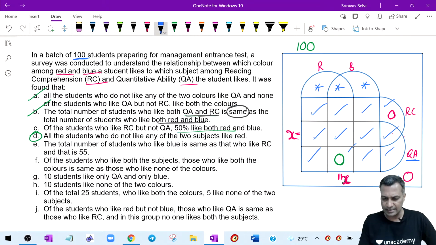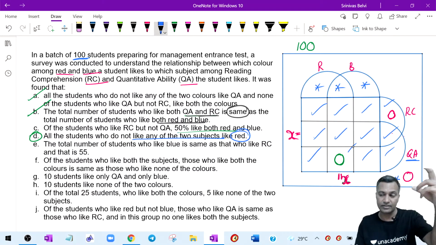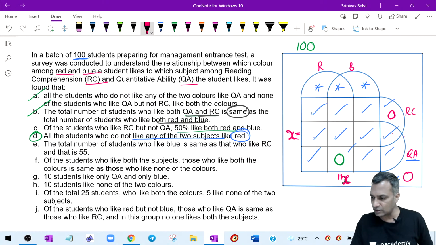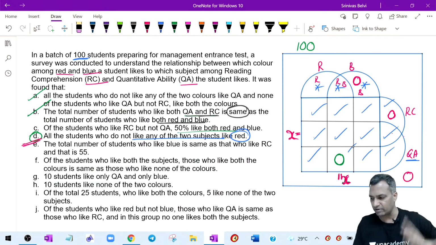So now he's very clearly saying that all the students who do not like any of the two subjects like red. What does liking red mean? He is now trying to tell me that this is another zero because there is a red here. Along with red, blue is there. Along with this, it is only red here. There is only blue here, zero. This outside star was already zero. I don't have to worry about it. Therefore, he tried to give another zero. Statement D, he is trying to give me another zero. This zero is clear, everybody.